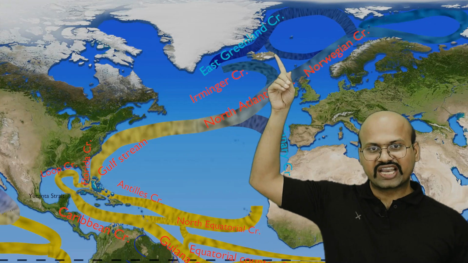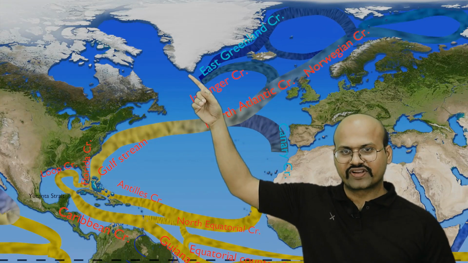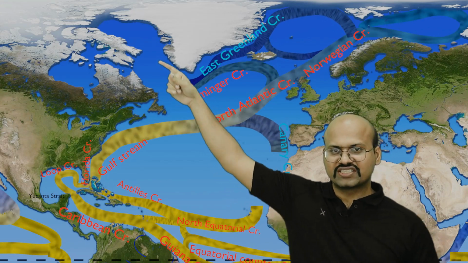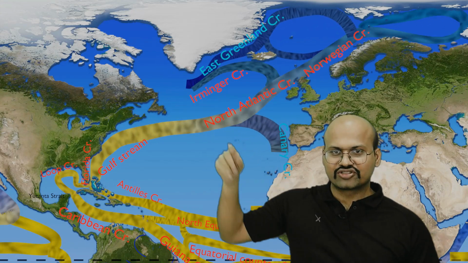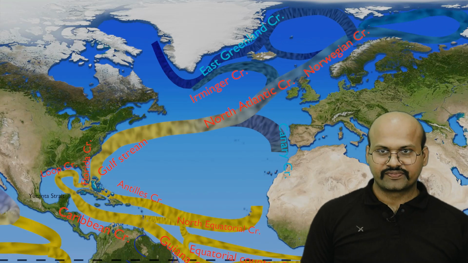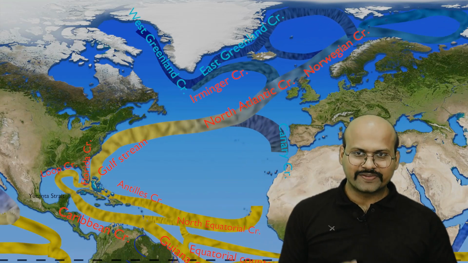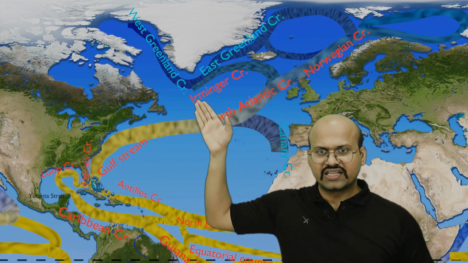Now, this East Greenland current on the southern tip of Greenland takes a U-turn and it moves on the western side of Greenland, where it is called West Greenland current. Now, this West Greenland current is capable of carrying some small icebergs in the northern direction.